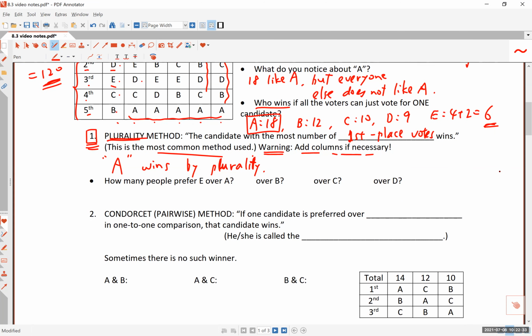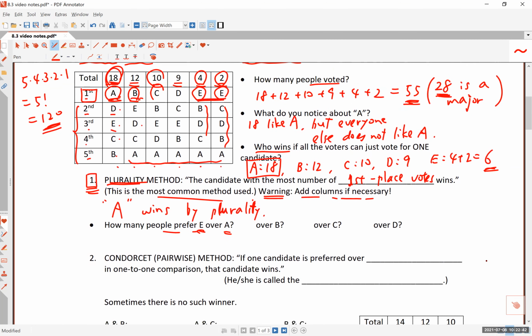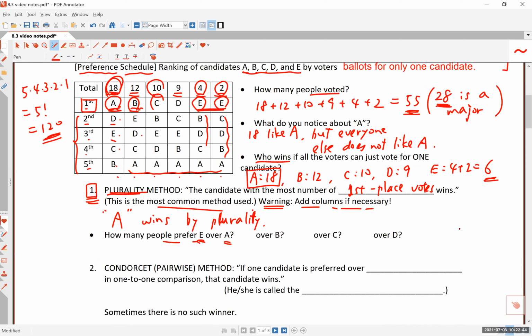All right, so now we're going to start asking a couple of other questions here. Look, if you compare E and A, how many people prefer E over A? Now I have made this chart messy, so let me erase some of my marks here. Okay, now how would you figure out how many people prefer E over A?